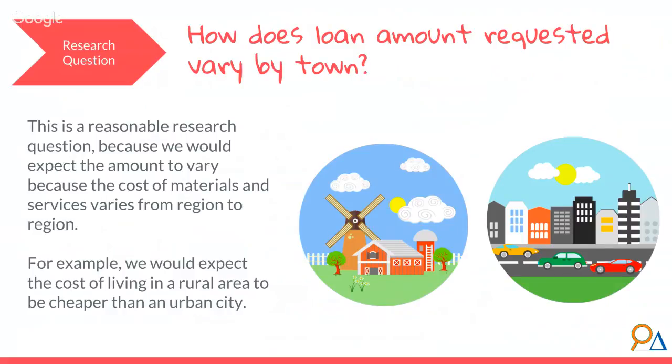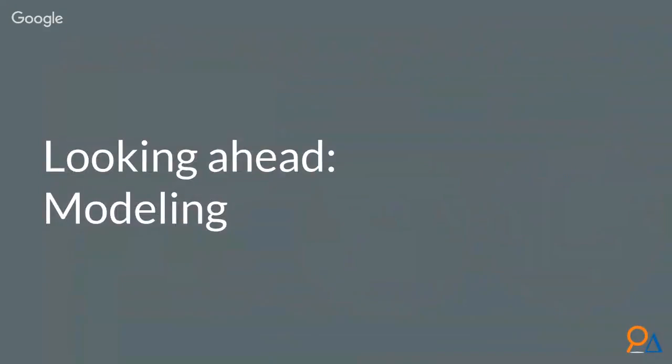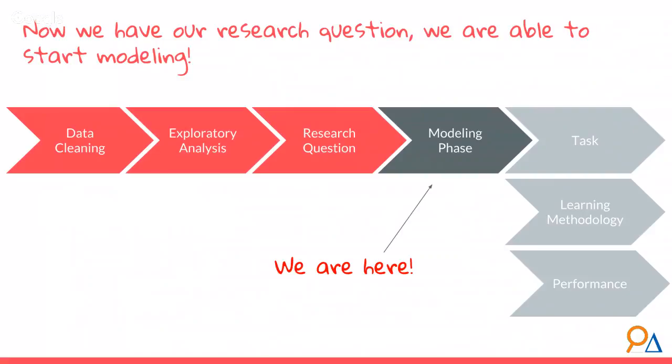So how does loan amount vary by town? That is a reasonable research question because we would expect the amount to vary because the cost of materials and services varies from region to region. For example, we would expect the cost of living in a rural area to be cheaper than in an urban city, but that would be some interesting things to find out. So next is modeling. We talked about data cleaning, how you go about missing data, exploratory analysis, defining a research question, and then we are here at the modeling phase.